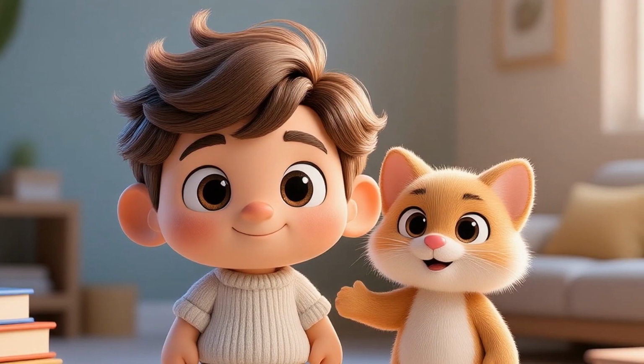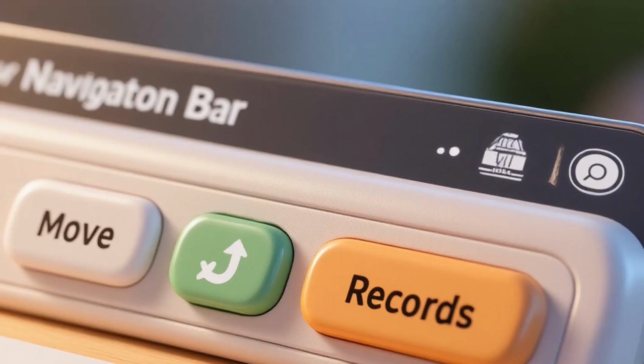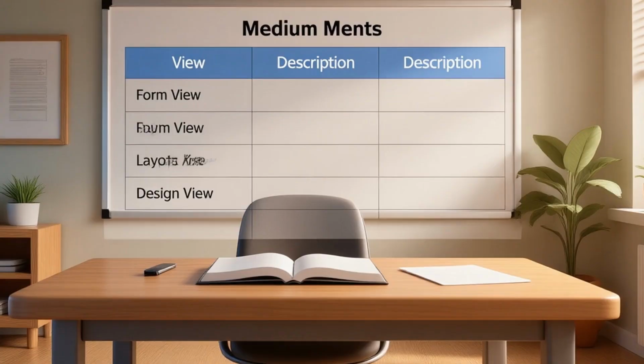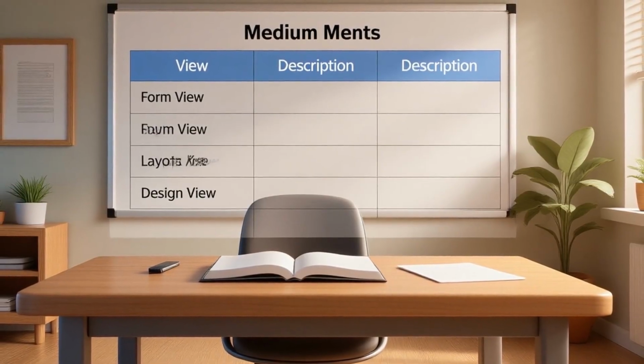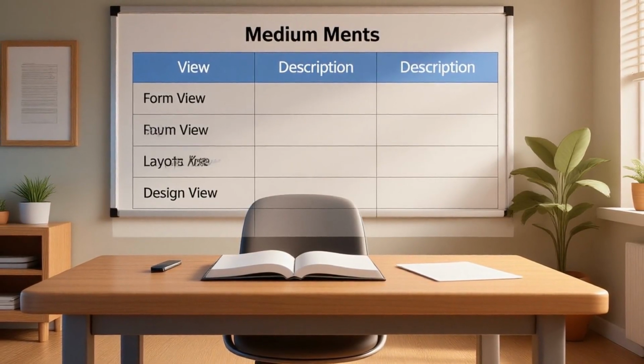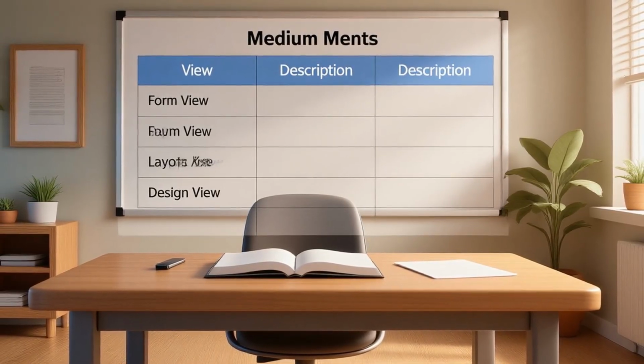Steps to create a form. 1. Select the required table. 2. Click on Create tab, Form in the Forms group. 3. A form is created displaying all table fields. 4. Use the navigation bar to move between records.